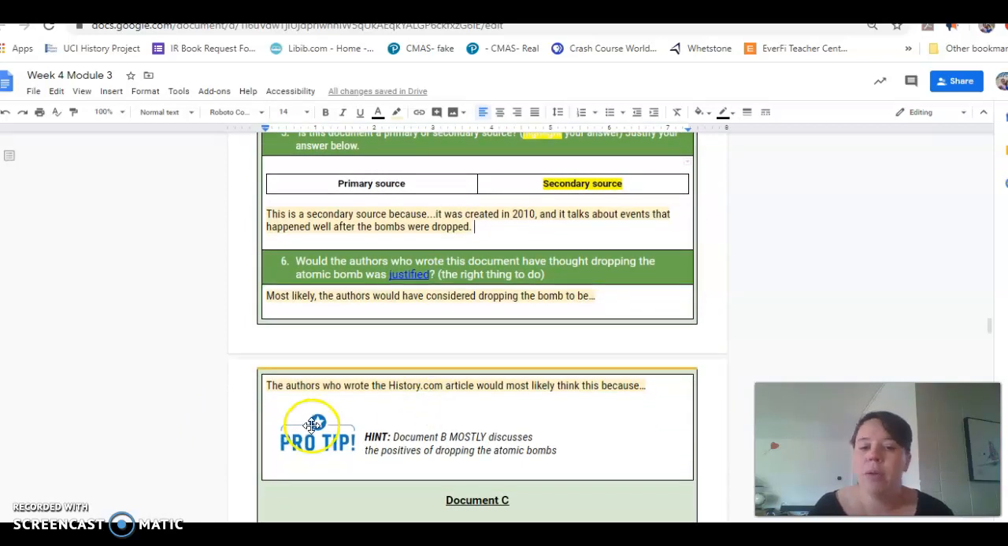I also want you to think about, like, hint, this pro tip. Document B mostly discusses the positives of dropping the atomic bombs. So consider that when you are trying to decide if they think it was justified or not.